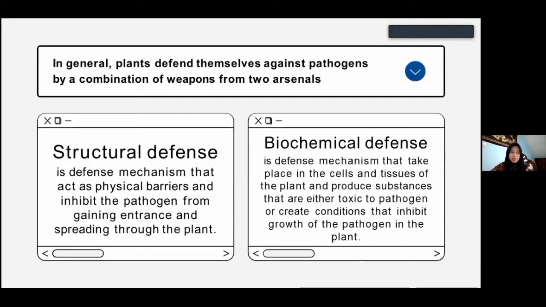In general, plants defend themselves against pathogens by a combination of weapons from two arsenals. First is structural defense, a defense mechanism that acts as a physical barrier and inhibits the pathogen from gaining entrance and spreading through the plant. And second is biochemical defense, a defense mechanism that takes place in the cells and tissues of the plant and produces substances that are either toxic to the pathogen or create conditions that inhibit growth of the pathogen in the plant.